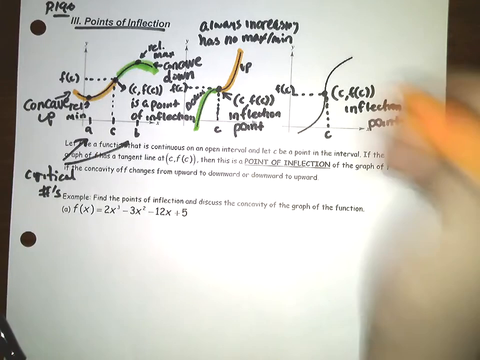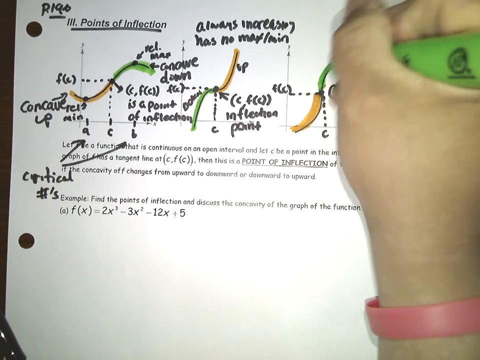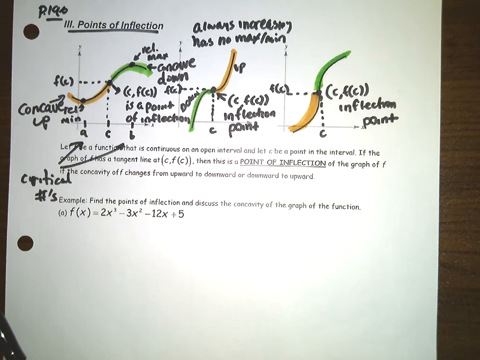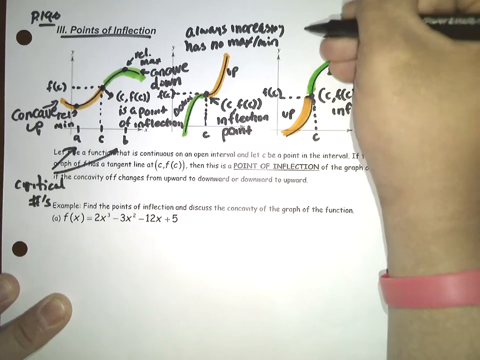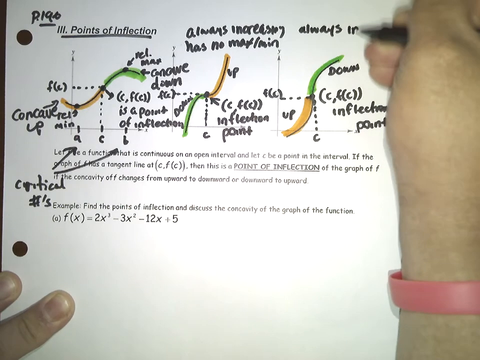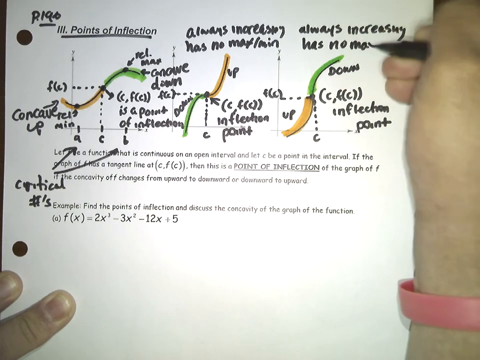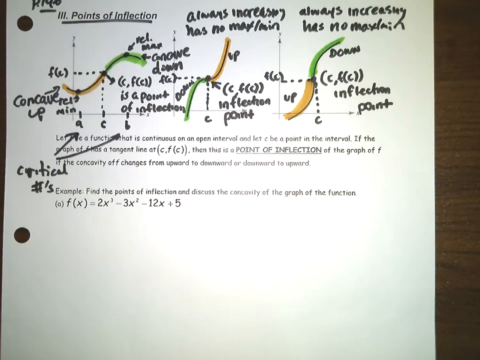From here to here, the graph is pointing upward, so concave up. And then over here, it changes to being concave down. So here we have concave up, here we have concave down, and this particular graph is also always increasing and therefore has no maximum or minimum. All right, so I hope that you enjoyed that.